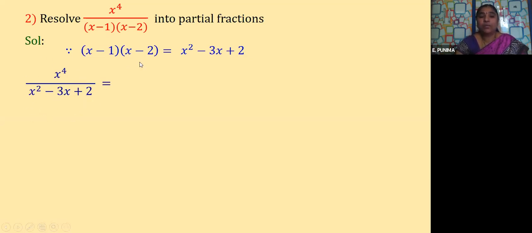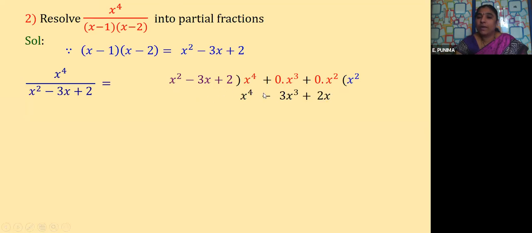Because it is an improper fraction, we are going to do the division using our long division method. So let us see it. How can you do it? x square minus 3x plus 2 is the divisor. x to the power of 4 plus 0 into x cube, plus 0 into x square, and what is the term here? x square into how much will give you x to the power of 4? x square. So x square into x square is x to the power of 4. Then minus 3x into x square is minus 3x cube, plus 2 into x square is 2x square. So now here, what is the next step?